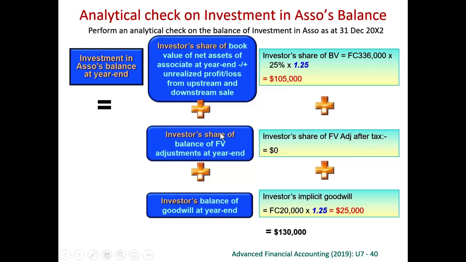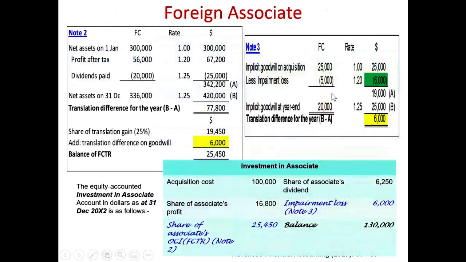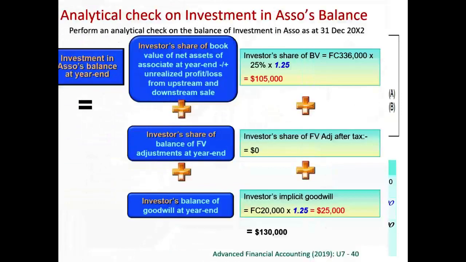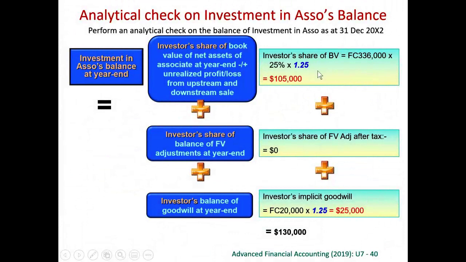There are no fair value adjustments. And then we get the goodwill component. How much is the goodwill? Goodwill is 20,000 FC translated using 1.25, wholly for this investment in associate. So therefore this is 25,000. If we add them together, book value of the net assets, fair value adjustments, and the goodwill component, exactly we can match with the balance of the investment in associate.